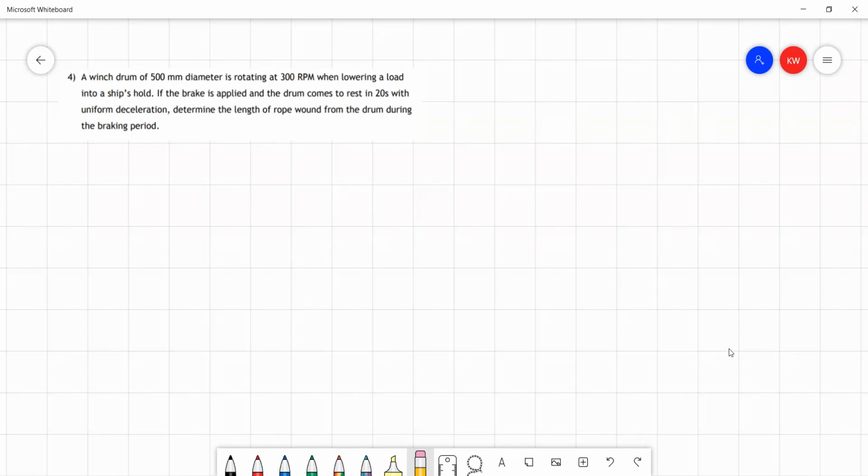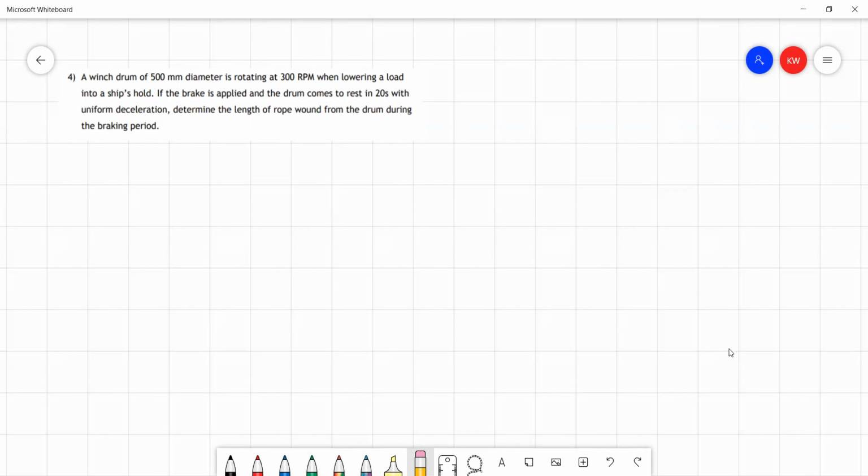This question is an example of when we're using linear motion and angular motion in the same question. What we're told in the question is that a winch drum is rotating and it's lowering a load. So the movement of the drum is going to be angular motion and the movement of the load is going to be linear motion. In the question, we're asked to find the length of the rope that's going to be wound out from the drum during a period of braking.